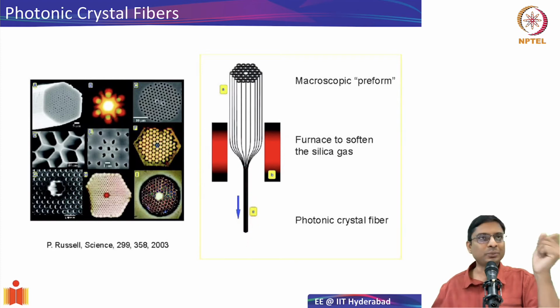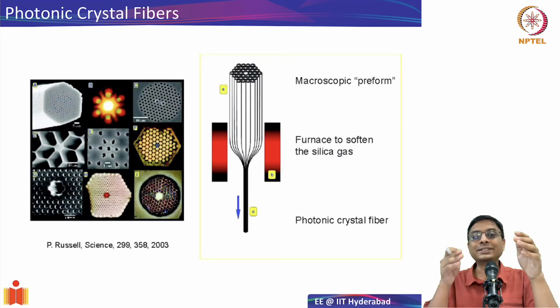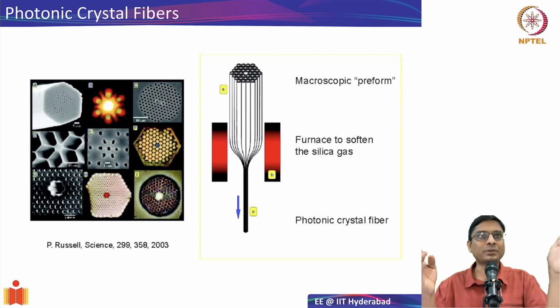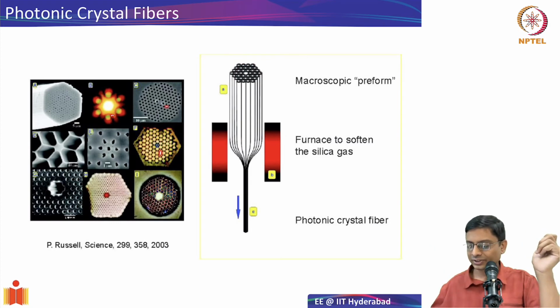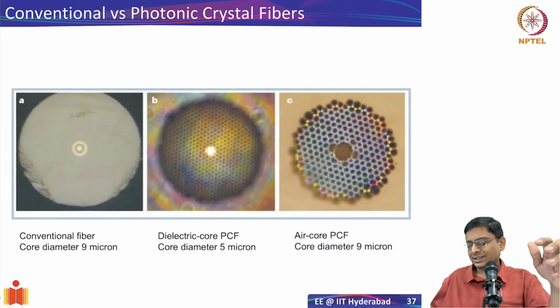So what Philip Russell's group did was, they took a stack of various preforms like this, let's say in a hexagonal arrangement like this, and then heated that stack. And when they pull it, what they end up getting is something like this. You have this glass and holes in between. So the fiber itself has these various holes in the form of whatever we want. So not just holes, depending on how you stack the initial glass rods, you can have various different structures, consisting of a dielectric core or an air core and so on. So you can fabricate these photonic crystal fibers. And just another view of it.